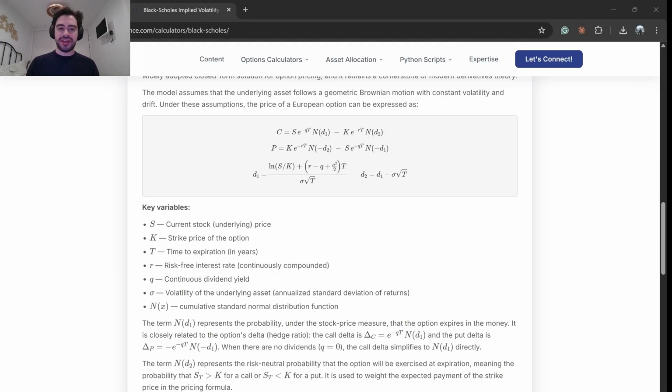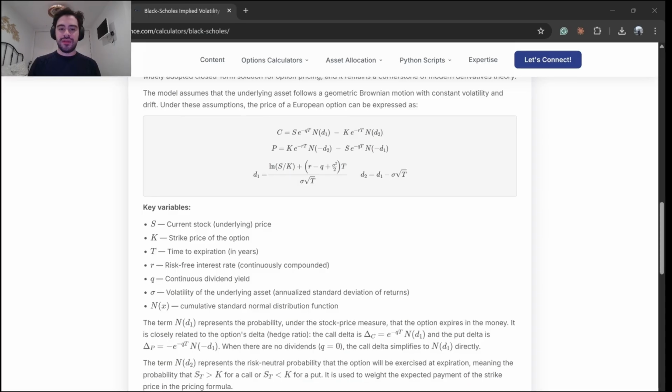Well, it's not perfect because it assumes constant volatility, log-normal returns, and a series of other assumptions, but it's still the gold standard for pricing European options and getting the implied volatility from it. Getting deep into the model, for those who are not familiar with Black-Scholes, it comes from stochastic calculus.